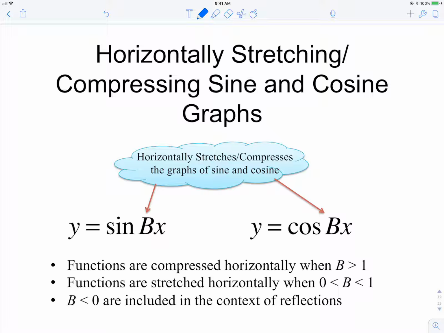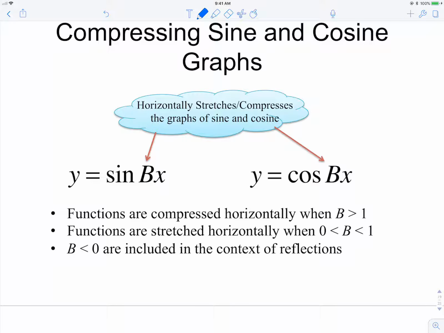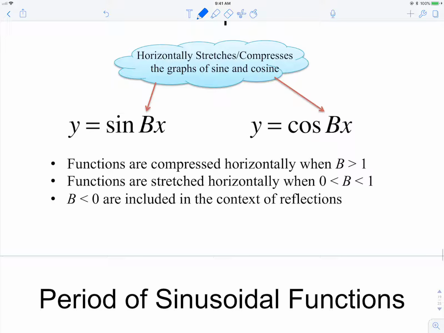Okay, so in general, whatever the constant b multiplying the argument x is going to either horizontally stretch or compress the graph of sine or cosine. If b is greater than 1, it's going to horizontally compress the graph. If b is between 0 and 1, then it's going to horizontally stretch the graph. If b is negative, that's a reflection. So we don't want to deal with the horizontal reflections.